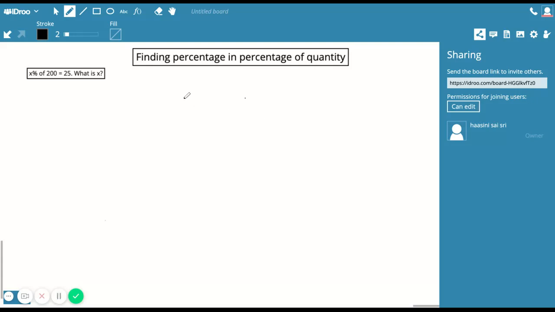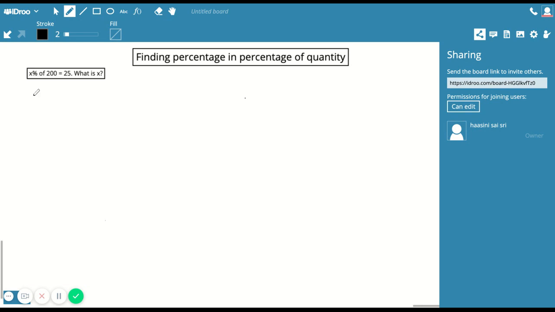In this particular video, we are going to learn how to find the percentage when the whole quantity and the portion of the quantity is given. In the previous questions, we used to know the percentage, we used to know the whole quantity, and we used to find what is this percentage of quantity. In reverse percentages, if the percentage is missing, we are going to learn how to find this.